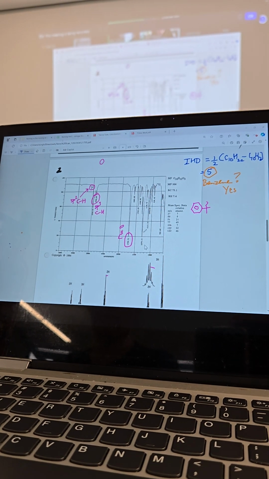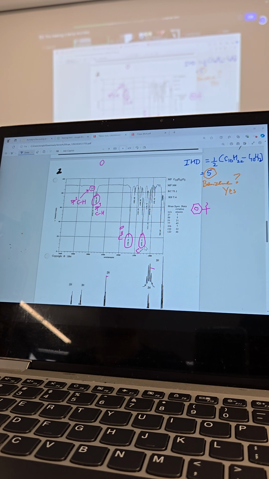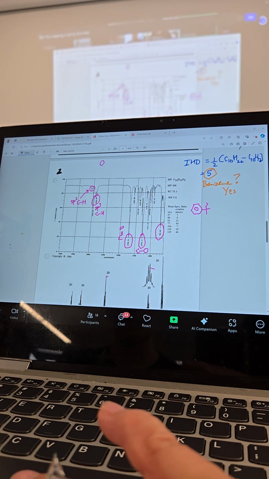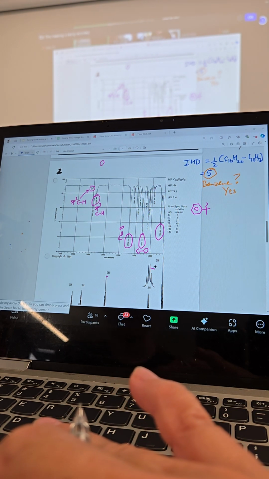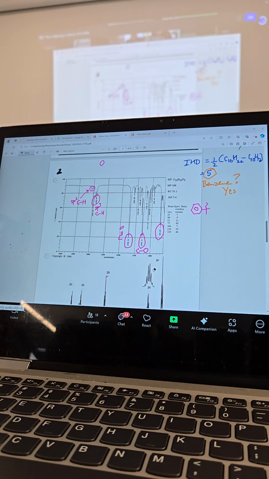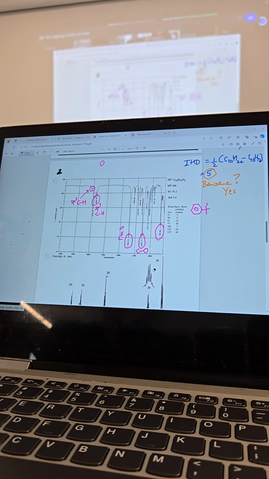1275, could that be a C-O single bond? Absolutely. Would it be the 700? What is that signal? Benzene. What kind of benzene is that indicating to us? Isn't it a different kind of benzene? That's what I have in my notes. What do you mean by different?